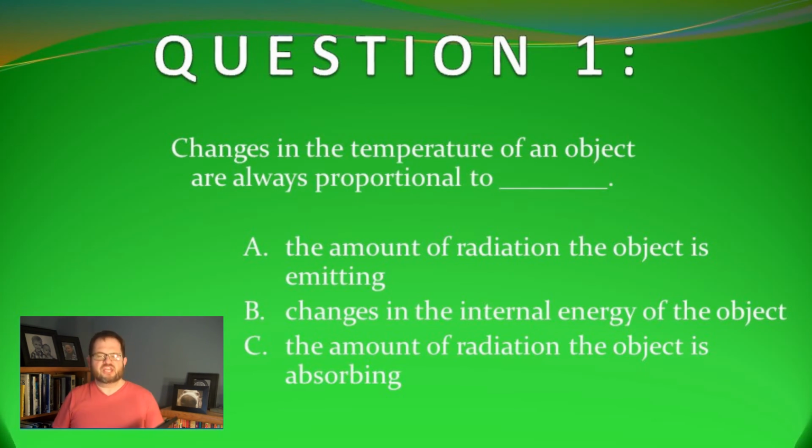Question 1. Changes in the temperature of an object are always proportional to A, the amount of radiation the object is emitting, B, changes in the internal energy of the object, or C, the amount of radiation the object is absorbing. What are changes in the temperature of the object proportional to? Make a choice from those three options and get a little feedback before you move on to question 2.